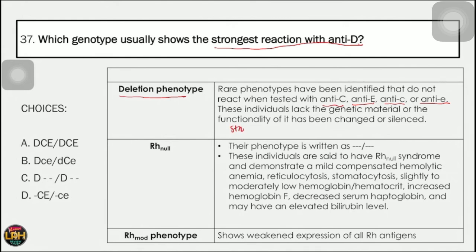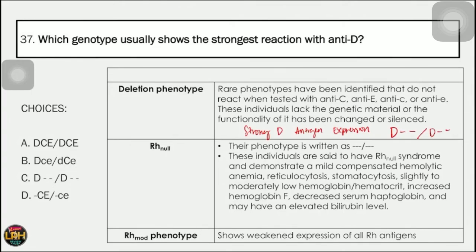So, strong D antigen expression. This is frequently referred to as elevated D or exalted D, giving it the ability to strongly react with anti-D antisera. So the deletion phenotype is represented as D minus minus, indicating the absence of the following antigens: big C, big E, small c, and small e. For Rh null, it is written like this.